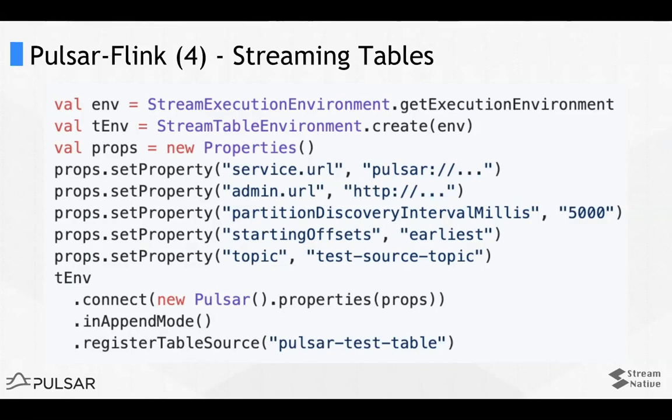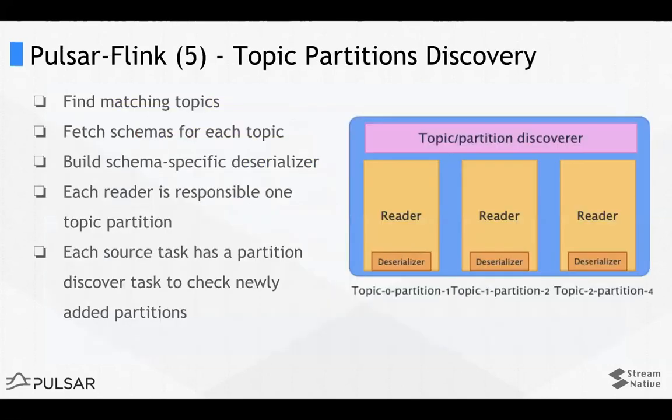You can just define how you want to connect Flink to Pulsar, and Pulsar becomes a catalog in Flink. So you can just select the table or write the table back to Pulsar. So how did we implement the Pulsar source?